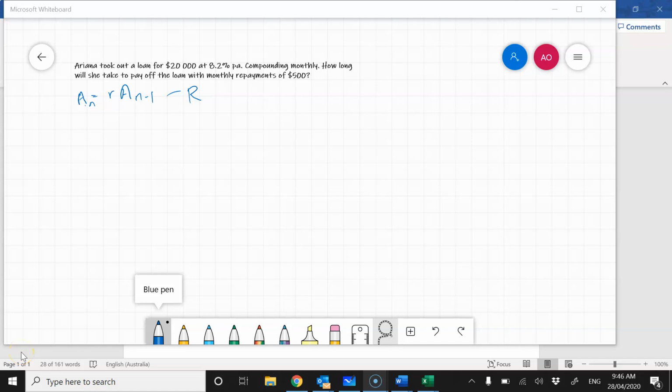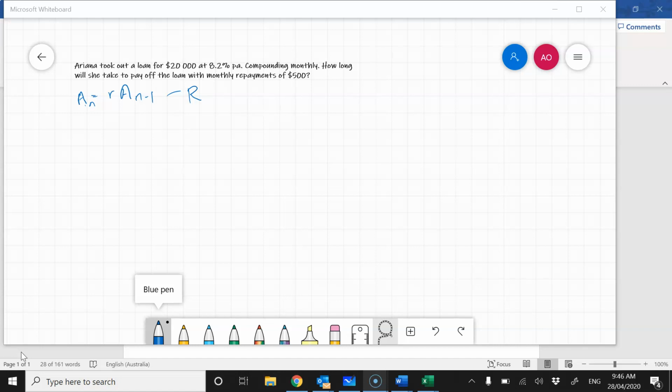And this is example 18, page 272 of exercise 7.06 for loan calculations. In the last couple, we've been using Q for the loan repayments and B for the balance. This time we're going to go back to the spreadsheet and I'll explain why. So Ariana took out a loan for $20,000 at 8.2% per annum, compounding monthly. How long will she take to pay off the loan?